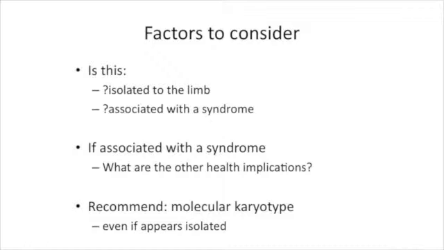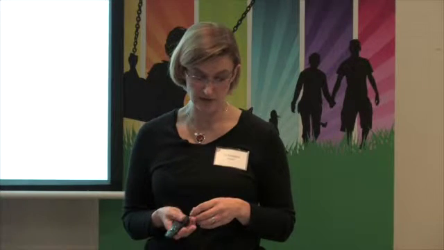What's the chance that this child is going to have other problems? And so what are the other health implications? That's a really important question, and how can we maximise that child's health and development? And even in the situation where we think it appears to be isolated, usually we would recommend a molecular karyotype to screen for deletions and duplications. Because if we find something with that test, that potentially has repercussions for the couple having further children, and also for the child's future children.